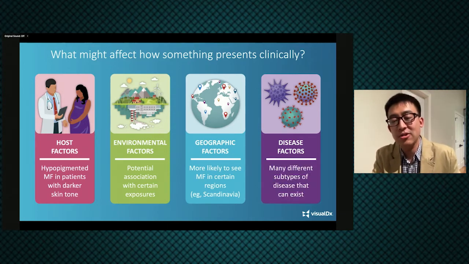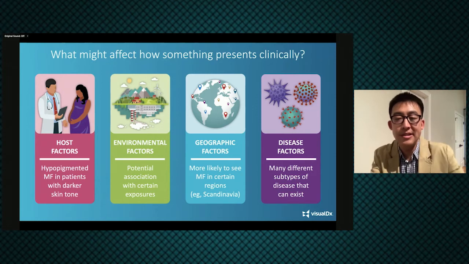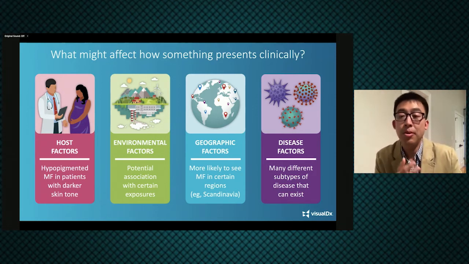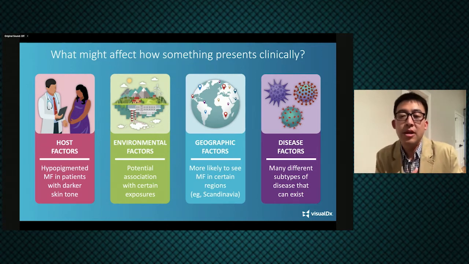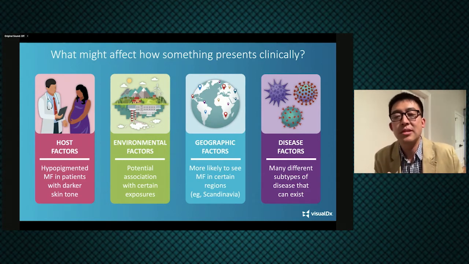And finally, disease factors. There's so many different subtypes of this disease that can exist. We've talked about the hypopigmented variant. We've talked about the classic variant. You have to think about things like Woringer-Kolopp disease, which is just a solitary lesion. You can think about how quickly it presents. Large cell transformation also makes a lot more tumors in terms of how quickly it can progress. You can think about granulomatous slack skin. And then if you want to include all the other atypical presentations like parapsoriasis, digitate dermatosis, there's a lot of things that fit into this category under the atypical lymphocytic infiltrate category that we really have to think about.